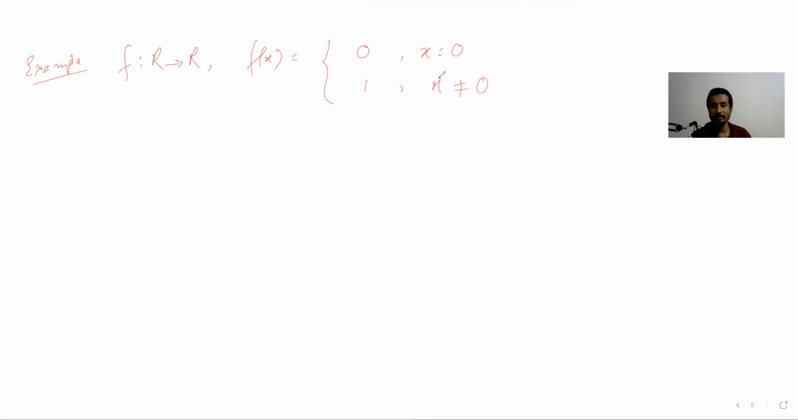It does not matter. If it is positive, then the image is 1, and if it is negative, then also the image is 1. So without taking the help of the table, being students of class 12, I think you should be able to draw the graph. Let us see how this graph will look.